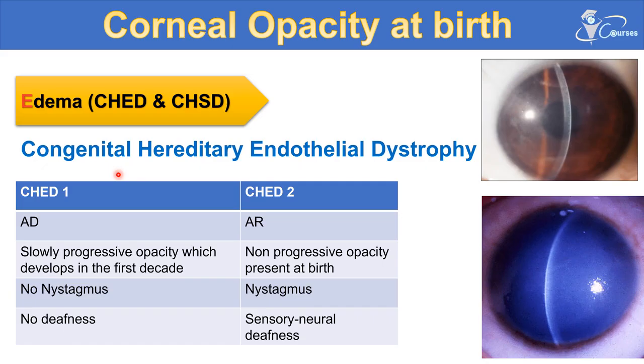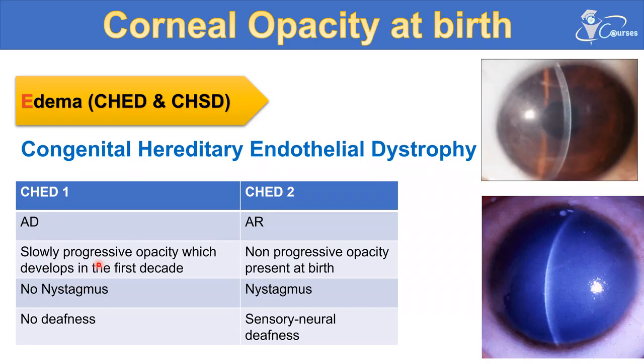So we have two types of congenital hereditary endothelial dystrophy. There is CHED type 1 and CHED type 2. CHED type 1 is autosomal dominant, while CHED type 2 is autosomal recessive. In CHED type 1, it is a slowly progressive opacity which develops in the first decade. So it starts like in year number 1 and progresses through the entire 10 years of life.